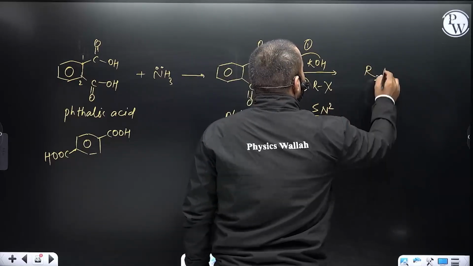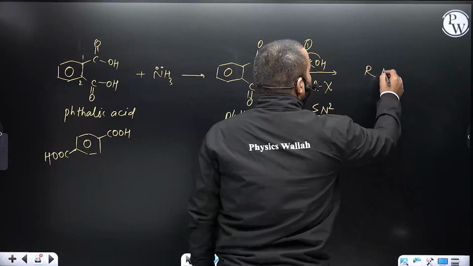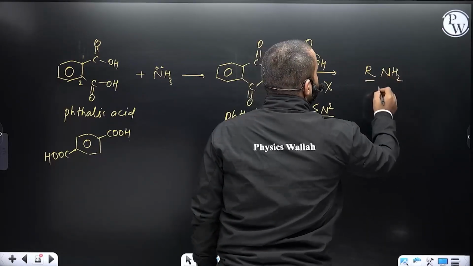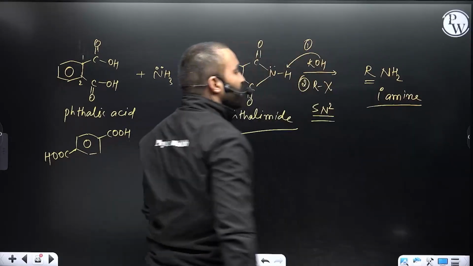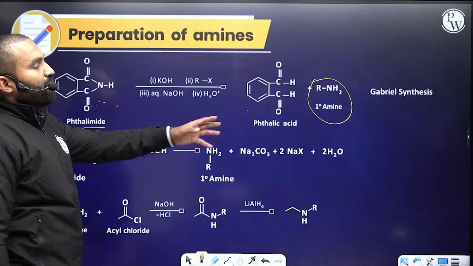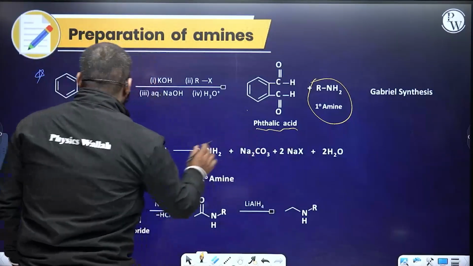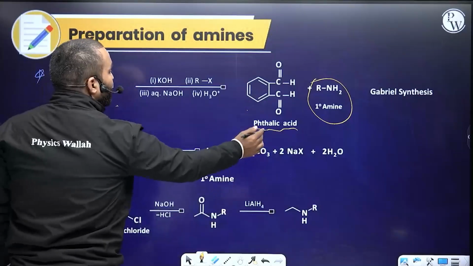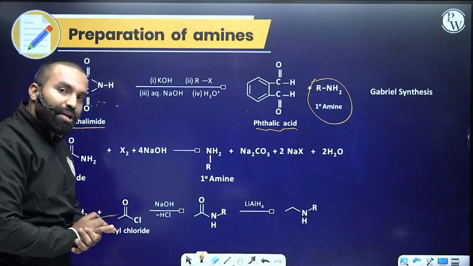Sorry, there will be 1 R and there will be an NH2. This is known as a primary amine. So this is the Gabriel phthalimide reaction, which is used to prepare primary amines. Understood? We have to actually prepare phthalimide starting from phthalic acid itself. And when you do this reaction, this is the method for preparation of primary amines.